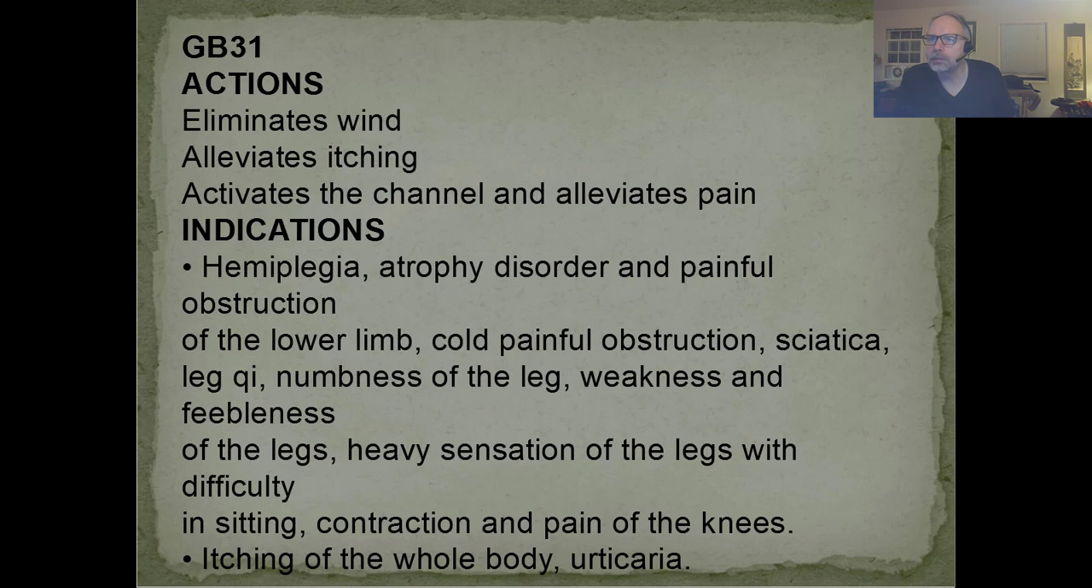Eliminates wind, alleviates itching, activates the channel, alleviates pain. So everything we see here is all about the urticaria, itching of the whole body, or if it's wind, you have the heaviness, the weakness and feebleness of the legs, heavy sensation of the legs with difficulty in sitting.